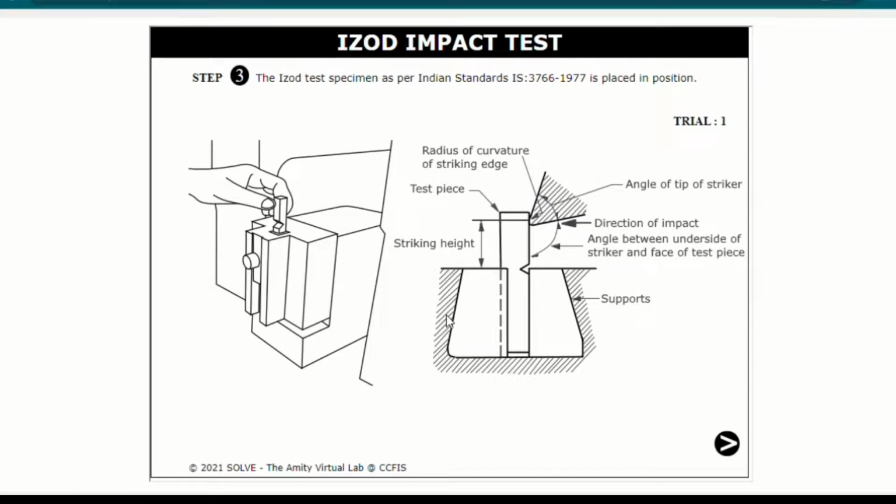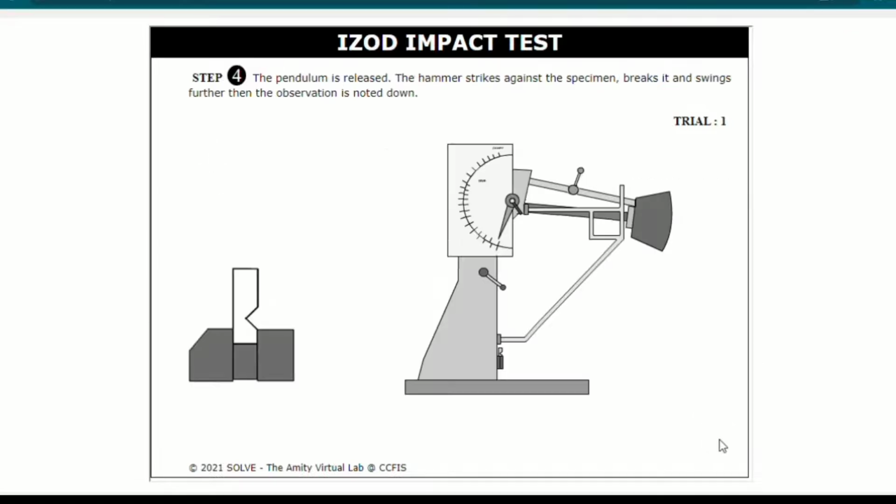Step 3. The Izod test specimen as per Indian Standard IS 3766-1977 is placed in position. Step 4. The pendulum is released. The hammer strikes against the specimen, breaks it and swings further. Then the observation is noted down.